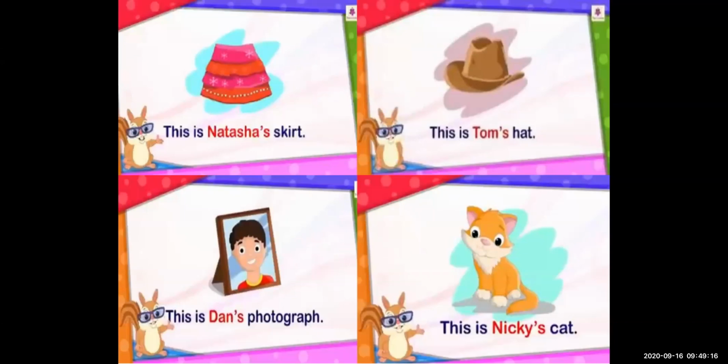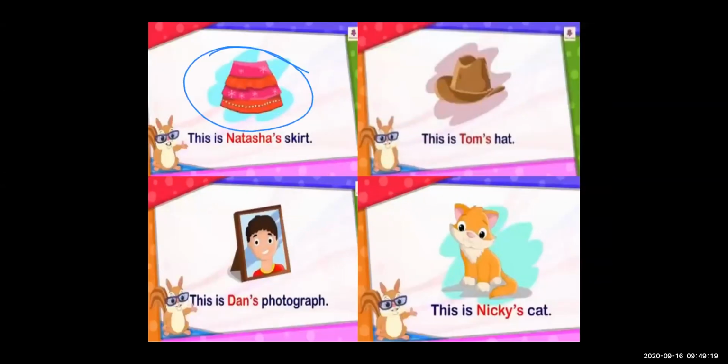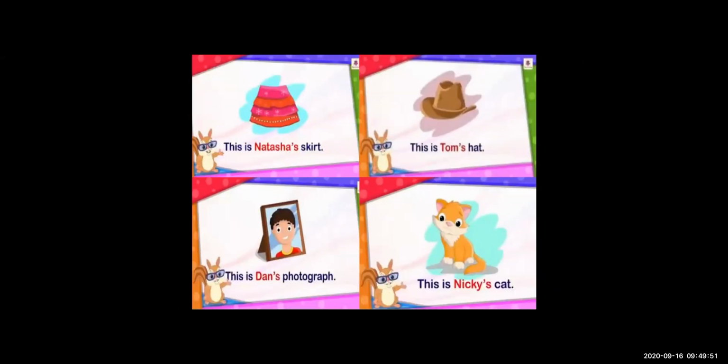Now, when I was showing you the picture, this skirt, whose skirt is this? This is Natasha's skirt. That's why when I was telling about Natasha's skirt, I put an apostrophe and S. In Tom's hat, the hat belongs to Tom. The photograph is whose? It is Dan's photograph. And the cat is Nikki's cat. Everything is showing their own ownership.